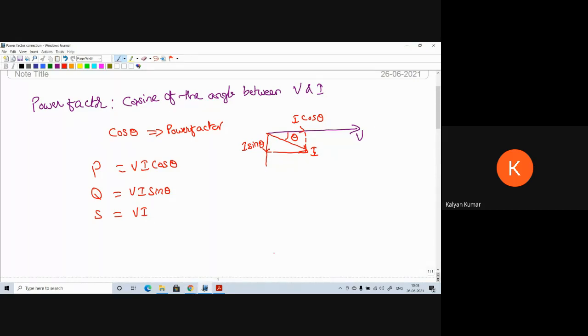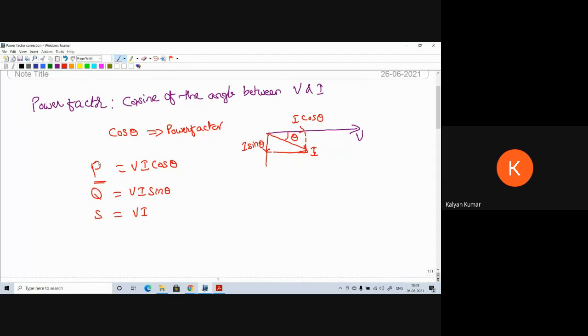I cos theta, sir. So I cos theta is going to be helpful for doing the work, so it is also called the working component. The real power drawn by the motor from the supply mains is helpful for doing the work.